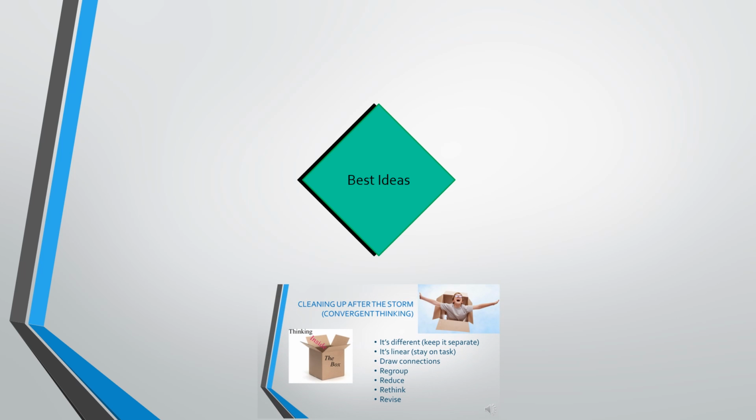So, the first step, select your best ideas. The brainstorming session we discussed last week, with its concluding cleanup section, has left you with a collection of ideas for a solution to the problem. And despite your best efforts at drawing connections, regrouping, reducing, rethinking, and revising, you're most likely still going to need to do further convergent thinking to reduce and shore up your list.